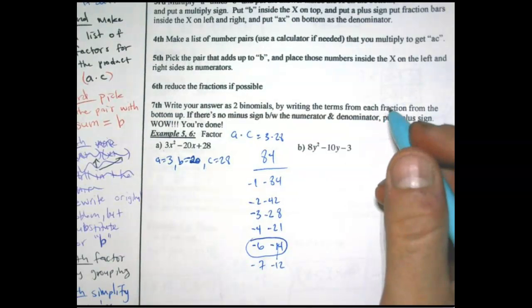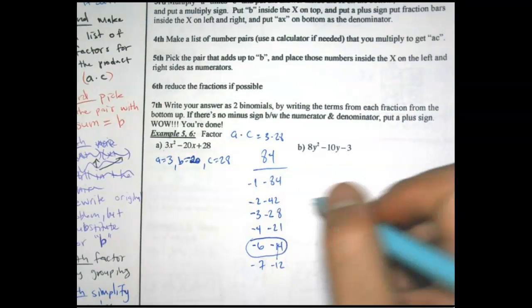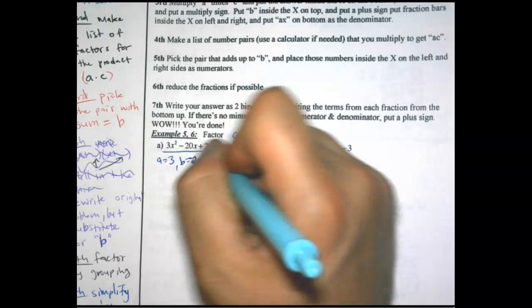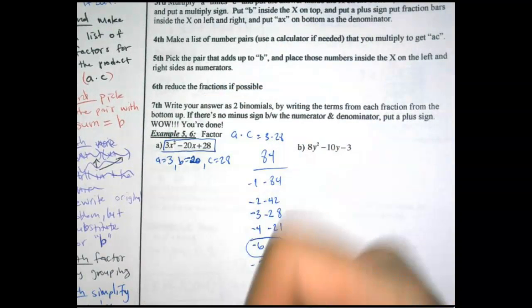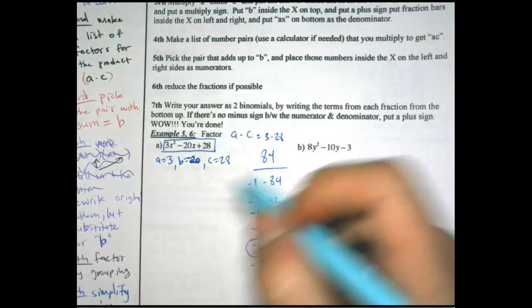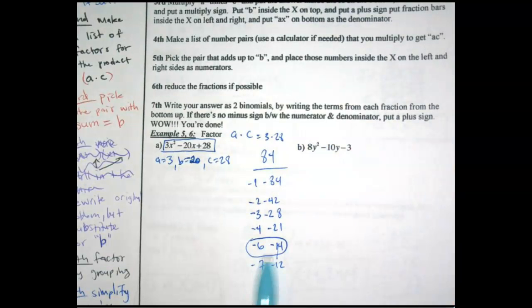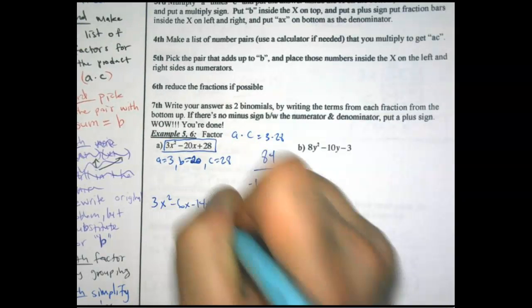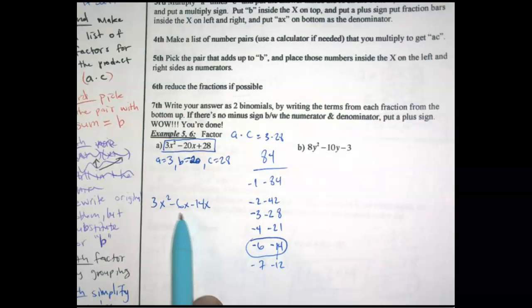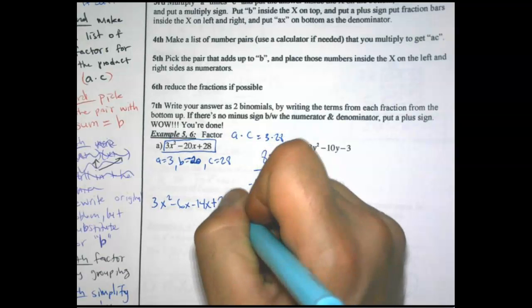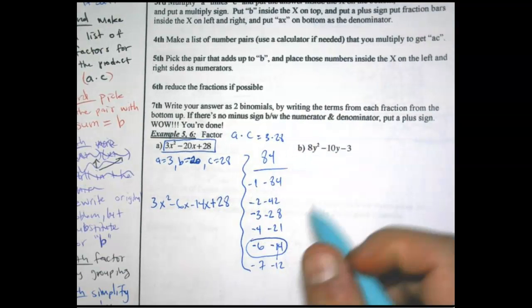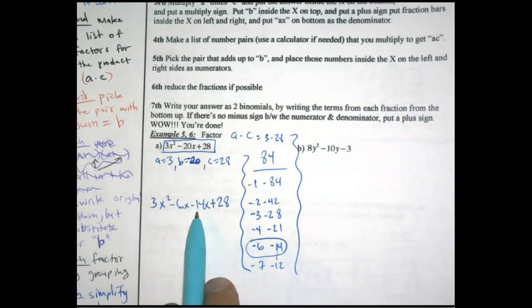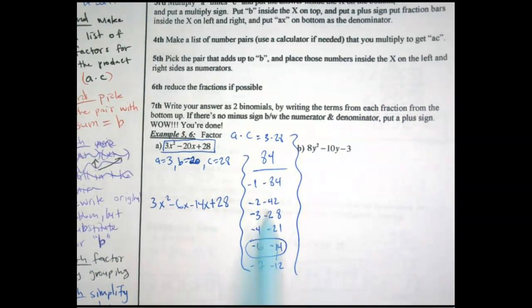This one is different. In this one, I'm not going to write any binomials. I'm going to rewrite the original expression. Instead of minus 20x, I'm going to replace it with minus 6x and minus 14x. Isn't minus 6x minus 14x the same as minus 20x? So substituting negative 6x and negative 14x in for negative 20x is okay because it still equals negative 20x total.